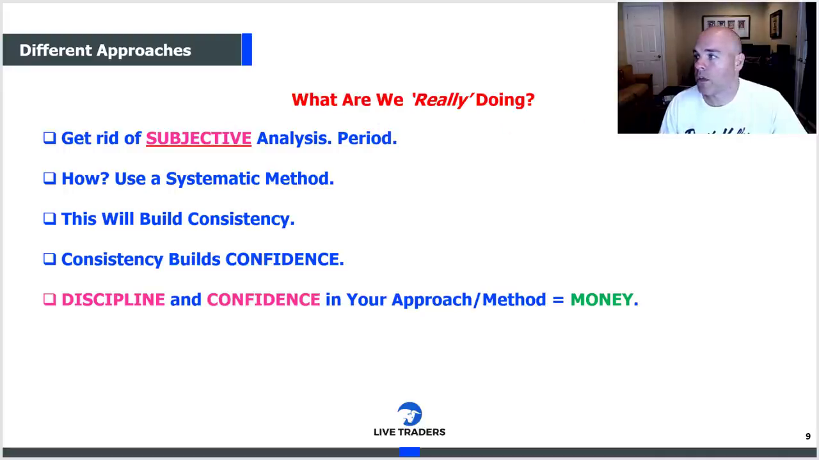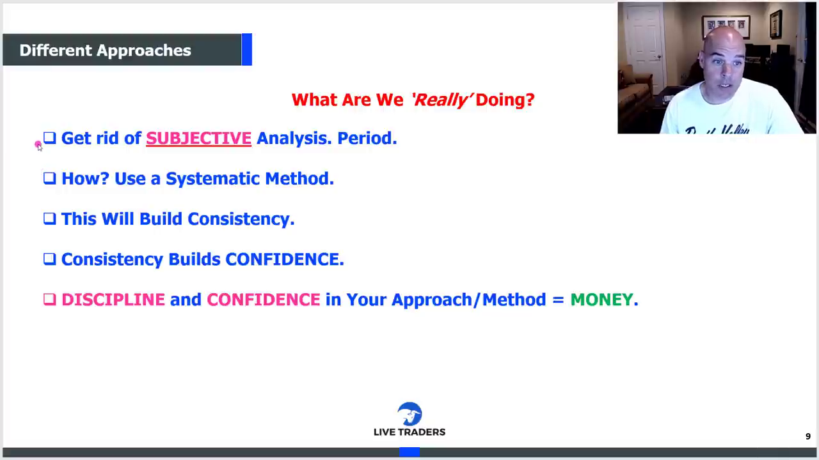So what are we going to do? What are we really doing, per se? We need to get rid of the subjective analysis, period. End of discussion. How? Use a systematic method, okay? It's going to build consistency. Consistency is going to build confidence. And discipline and confidence in your approach or method equals money. That's it. It's so simple. But it's really hard.